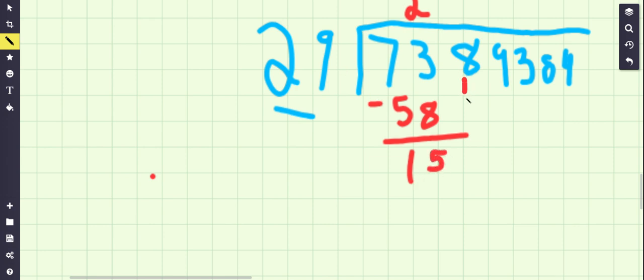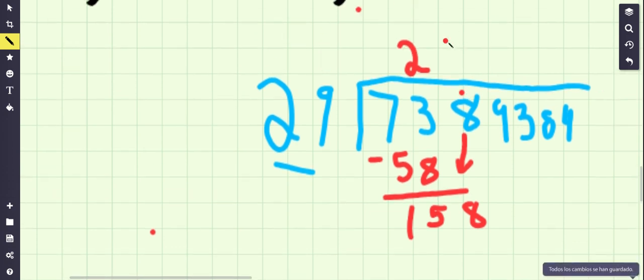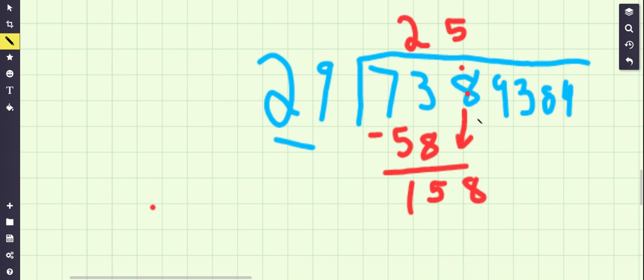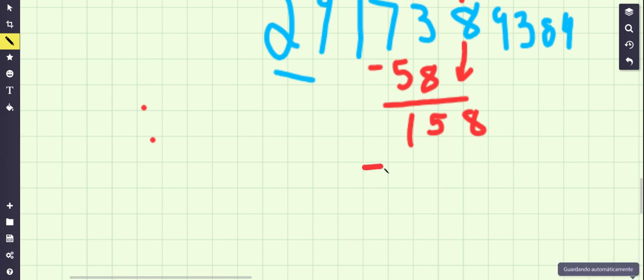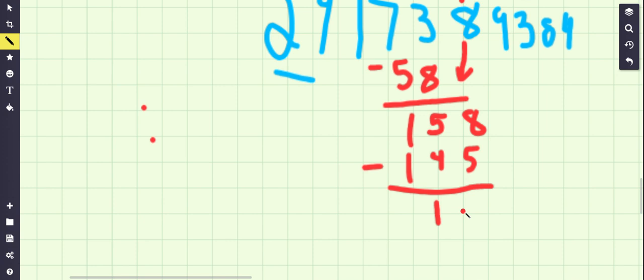Hence, we'll have to bring down the next digit, 8. How much can 29 fit in 248? About 8 times. So we can put digits in front. Now 29 times 8 is equal to 232. Subtract 232. After that, we get 16.